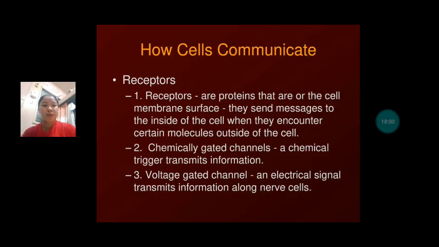So receptors send a message inside the cell when they encounter certain molecules outside the cell. Next is the chemical gate channel. The chemical triggers transmitted information. So gate channels trigger the transmission of chemical information. And then next is the voltage gate channel. An electrical signal transmits information along nerve cells. So the voltage gate channel transmits information along nerve cells, as electrical signals.